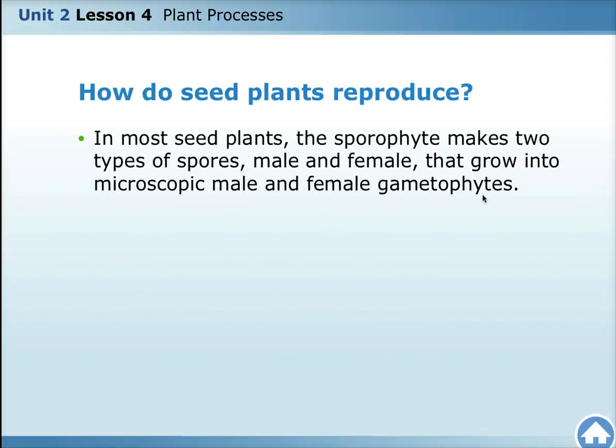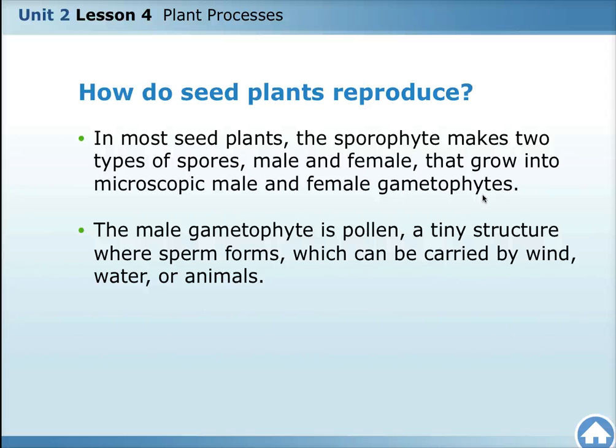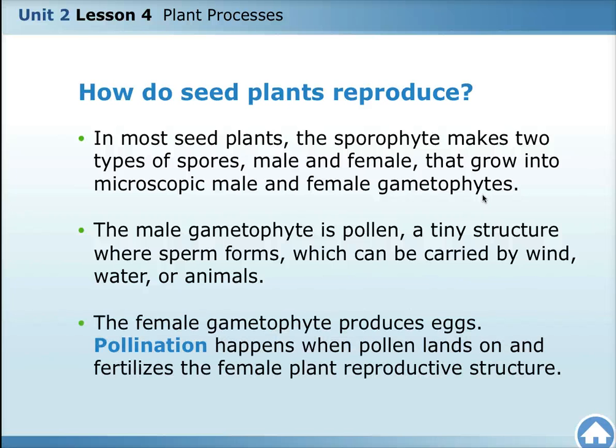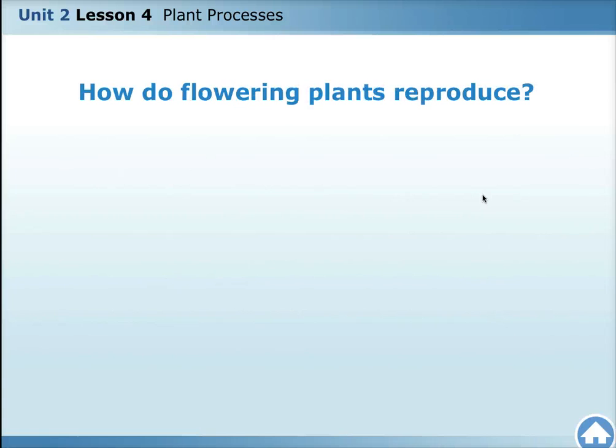How do seed plants reproduce? On 125 also. In most seed plants, the sporophyte makes two types of spores, male and female, that grow into microscopic male and female gametophytes. The male gametophyte is pollen, a tiny structure where sperm forms, which can be carried by wind, water, or animals. The female gametophyte produces eggs. Pollination happens when pollen lands on and fertilizes the female plant reproductive structure.